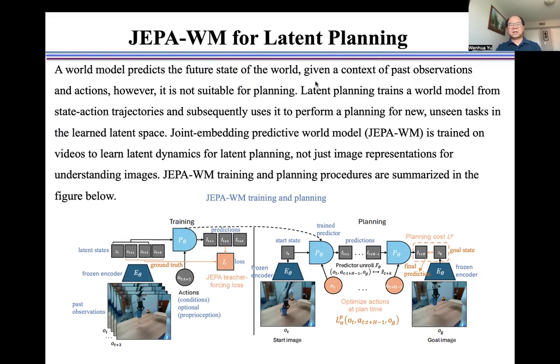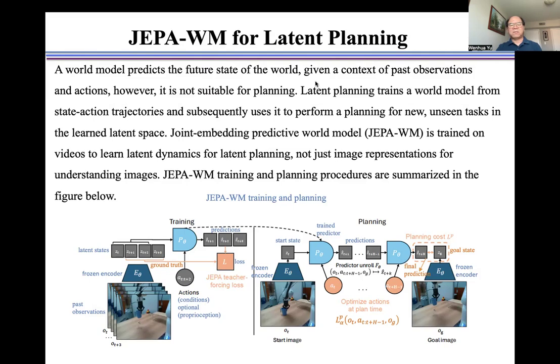Latent planning trains a world model from state action trajectories and subsequently uses it to perform planning for new unseen tasks in the learned latent space. Joint-embedding predictive world model is trained on videos to learn latent dynamics for latent planning, not just for image representations for understanding images.